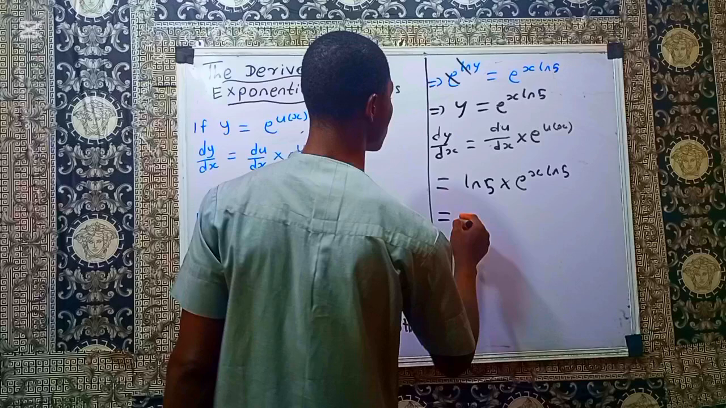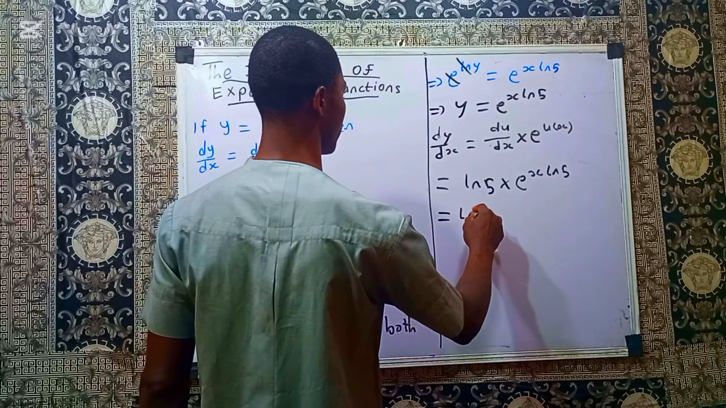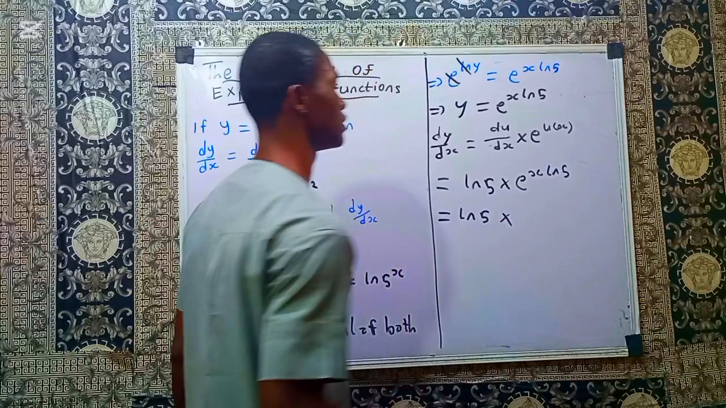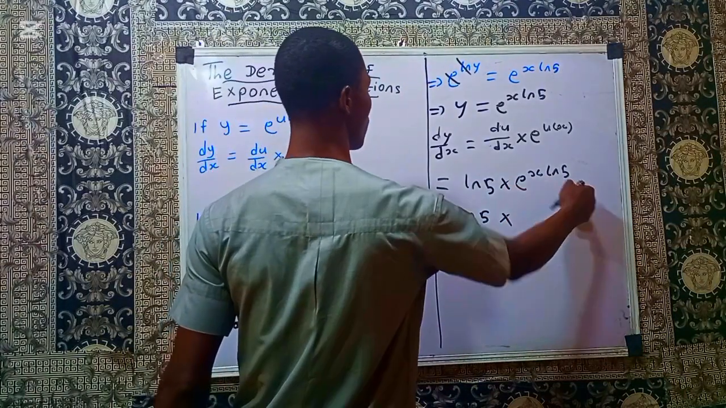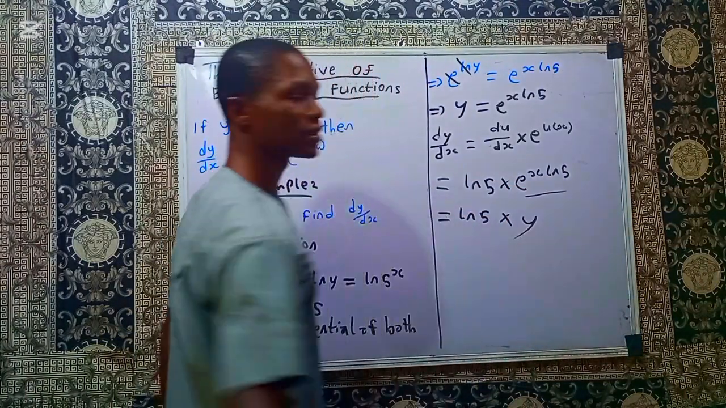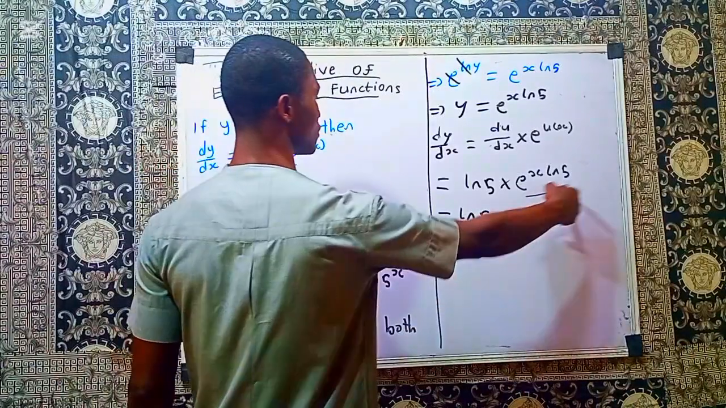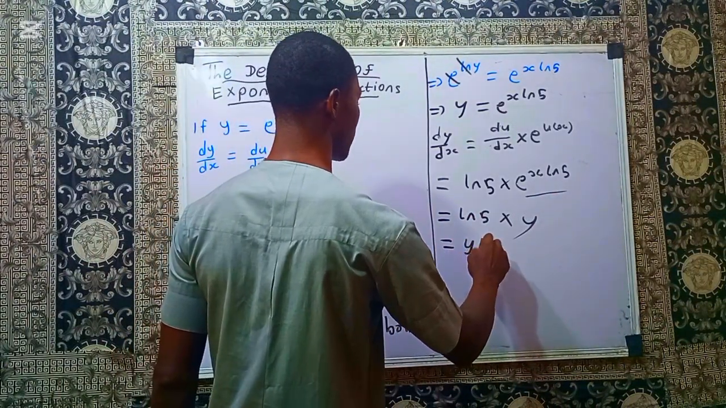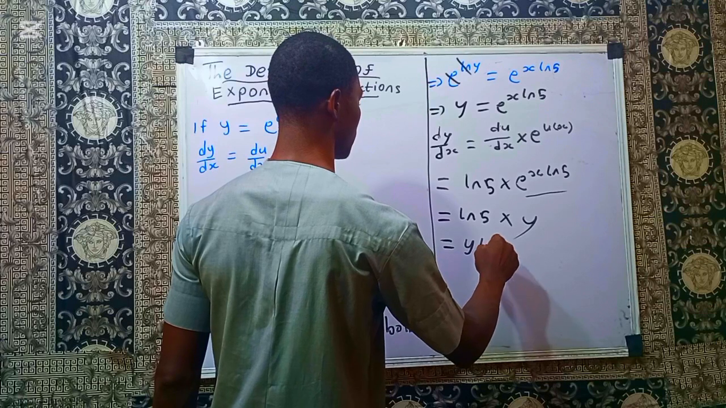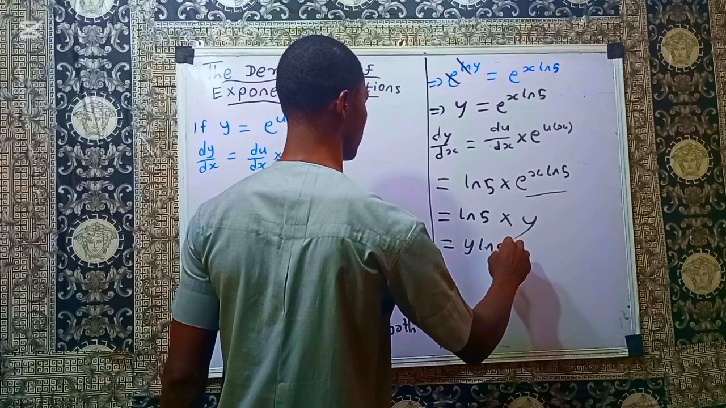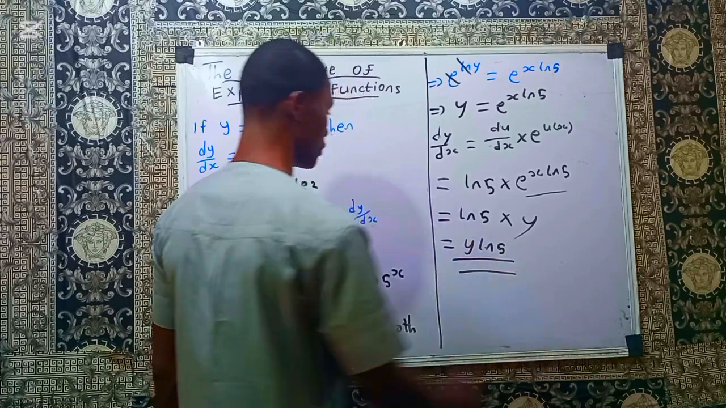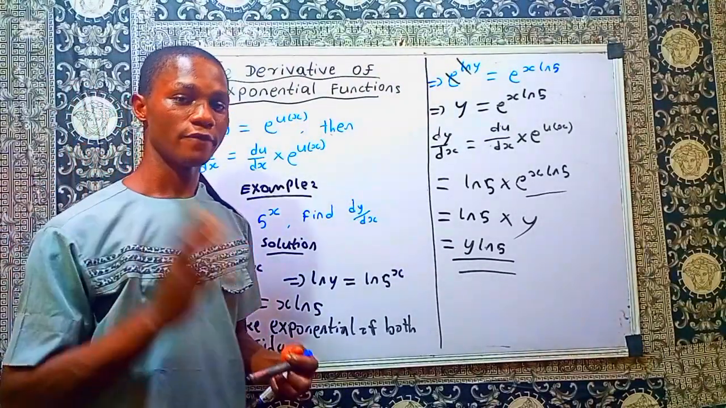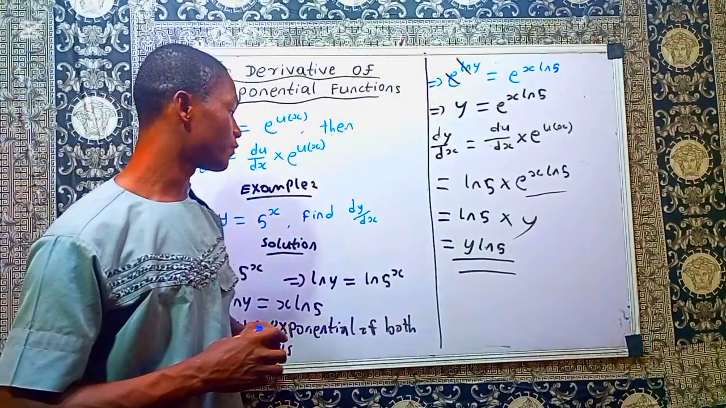So this will be equal to ln 5 multiplied by this quantity, which is y. So I will replace this whole quantity with y. So this will be equal to y ln 5 as the result. So y ln 5 is the result of the derivative of this very exponential function.